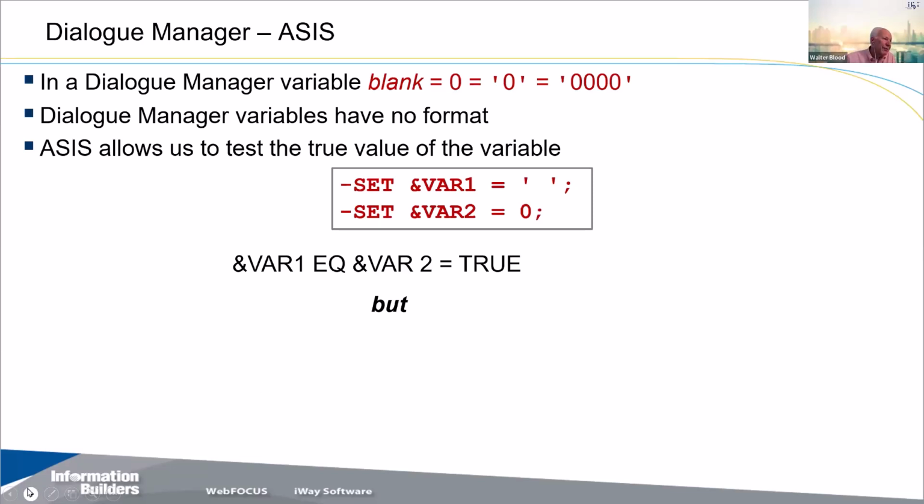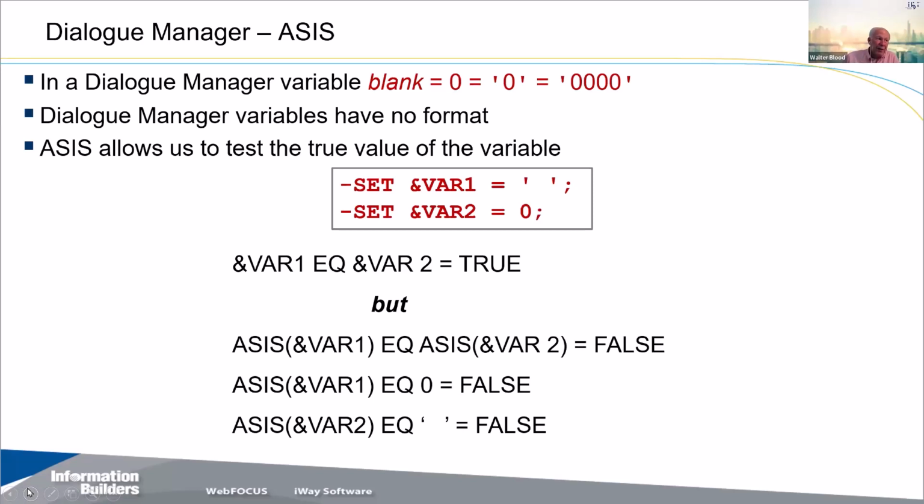However, if I use AS IS on each one of these ampervariables, and I say AS IS &VAR1 is equal to AS IS &VAR2, that's not true. That's false, right? And I can then go and test each of these individually to determine whether they're equal to the other ones. And they're all false. So the way to treat an ampervariable as its actual value, and this is really important with zeros and spaces and nulls, is to use the AS IS function. You just plug it in front of it.